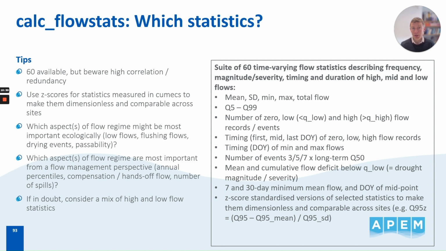Again, maybe we're thinking our study system is rivers downstream of an impounding reservoir, and we may be interested in the flow variability, in which case statistics which describe the number of spill events from the reservoir could be a very useful and ecologically relevant statistic to use.